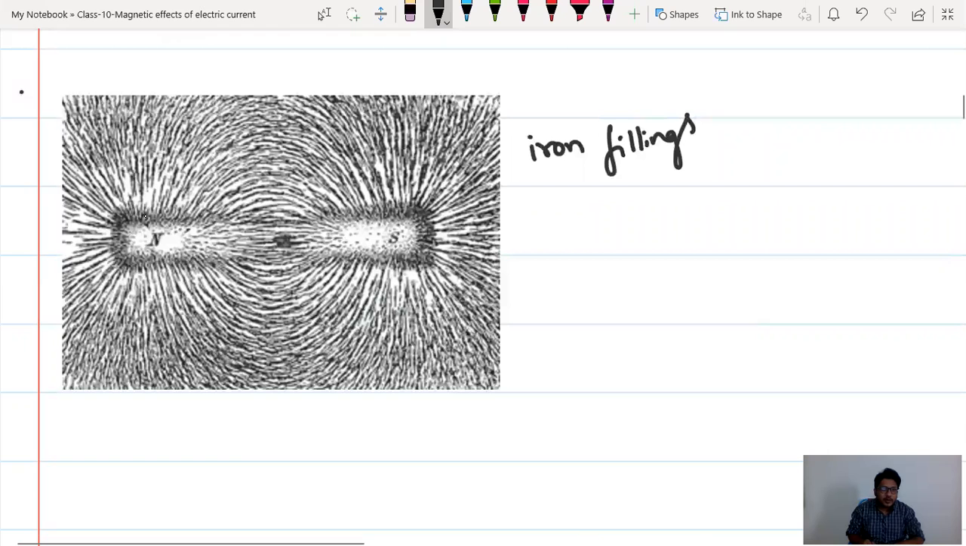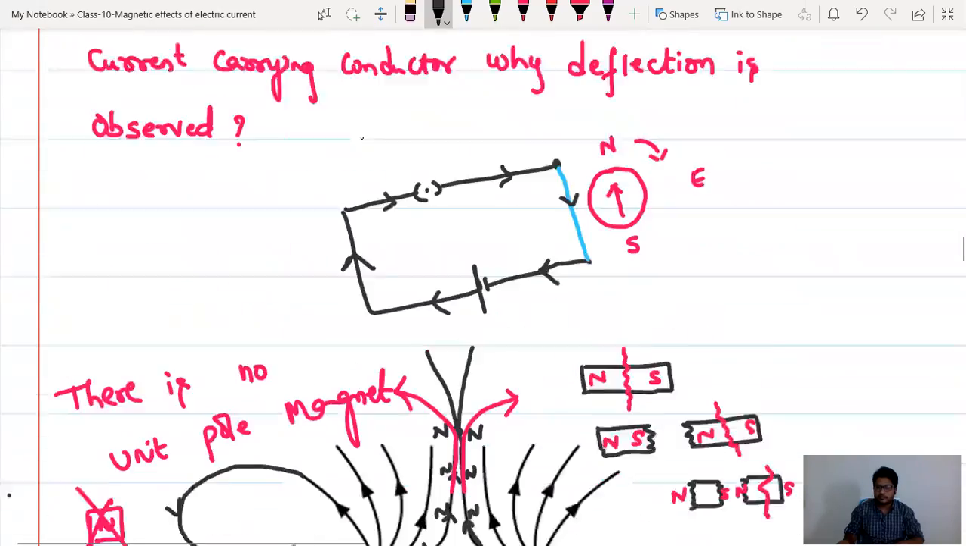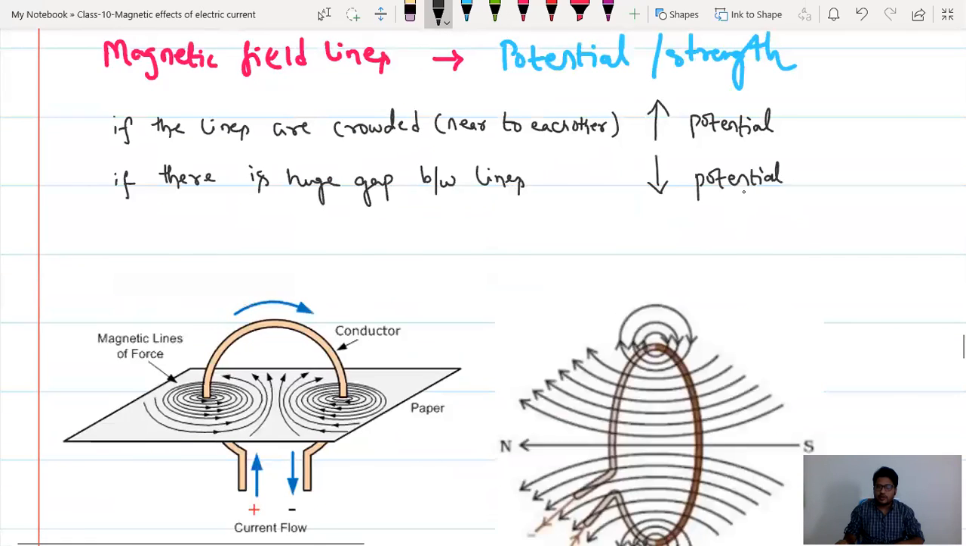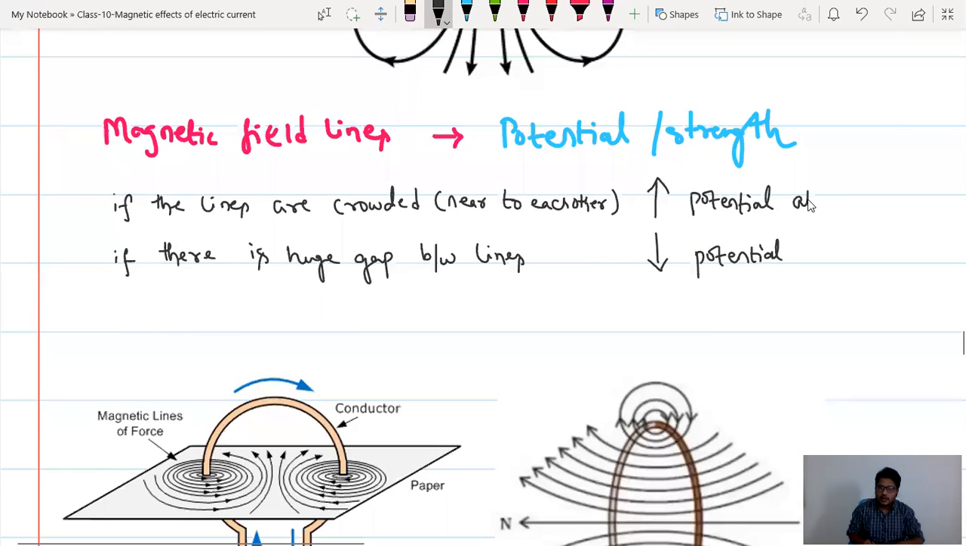You can see, guys, north pole, how many iron fillings are attracted here, especially this part, and this part, north pole, south pole. So there will be huge strength, huge potential at the pole, and in the middle there is not that much potential. Huge gaps you can observe. So that is the thing you need to understand from that. So where there will be huge strength, huge potential at pole and less in the middle.